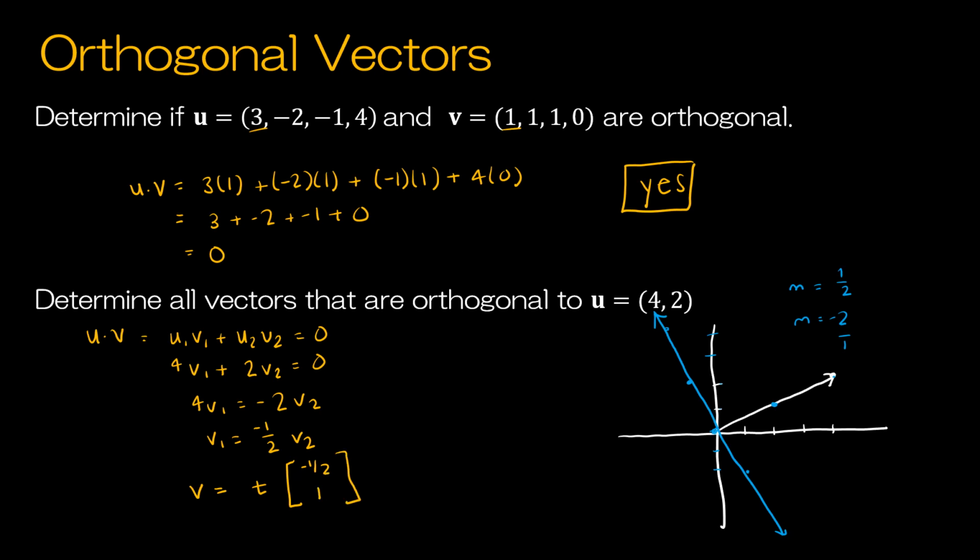So let's test that out. Let's let t equal 2. If t was 2, then v would be 2 times (-1/2, 1), which would be (-1, 2). So (-1, 2) is in fact a point on our line. So we've done this correctly. So this is how I would write that.